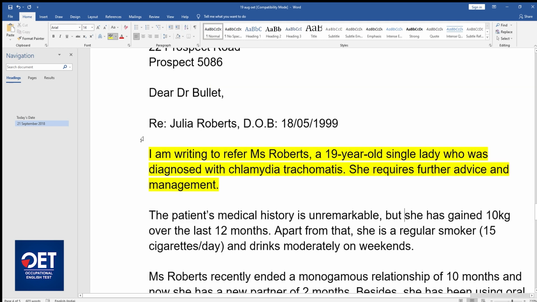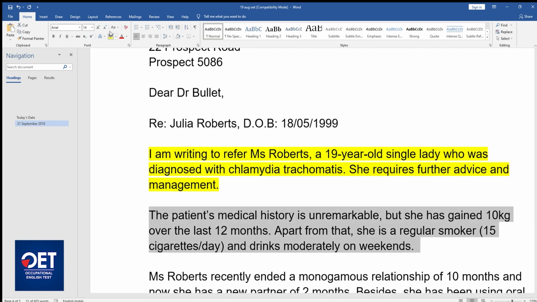The patient's medical history is unremarkable, but she has gained 10 kilograms over the past 12 months. Apart from that, she is a regular smoker, smokes 15 cigarettes a day and drinks moderately on weekends. So this is how you have to combine all of your sentences in body paragraph 1.